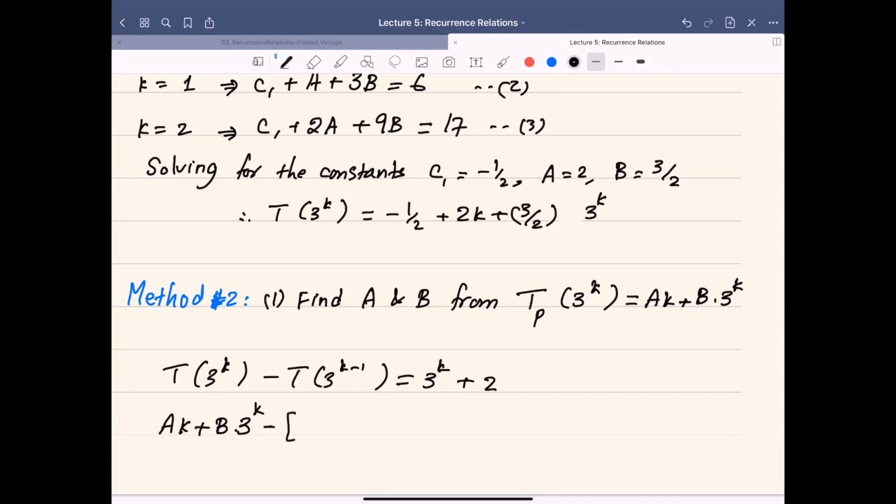Now for T(3^(k-1)), if you look at this equation, what changes will be on the right hand side when this one is k minus 1? Here it will be k minus 1, and here also k minus 1. So the answer will be A multiplied by (k minus 1) plus B times 3 raised to power (k minus 1), and this is equal to 3^k plus 2. Let us continue on the next page.